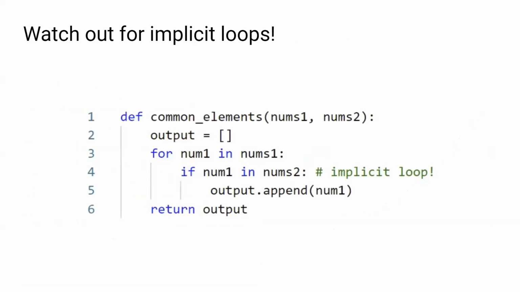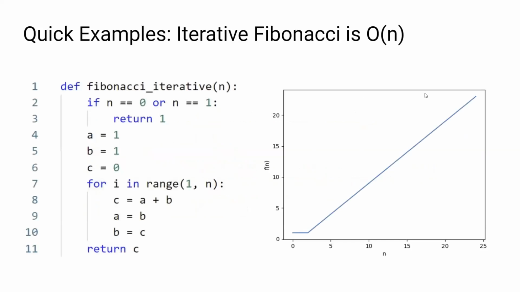I just want to take a note here to remind you all to watch out for implicit loops. I could definitely see this being a tricky interview question. This is the same algorithm, but we're using the in operator. So here we're looping over all the numbers, and then we're just checking if the number is in the second list, add it to our output list. If you were just glancing at this, you might not realize that implicitly Python's doing a for loop to figure out if this number's in this list. So just watch out for implicit loops.